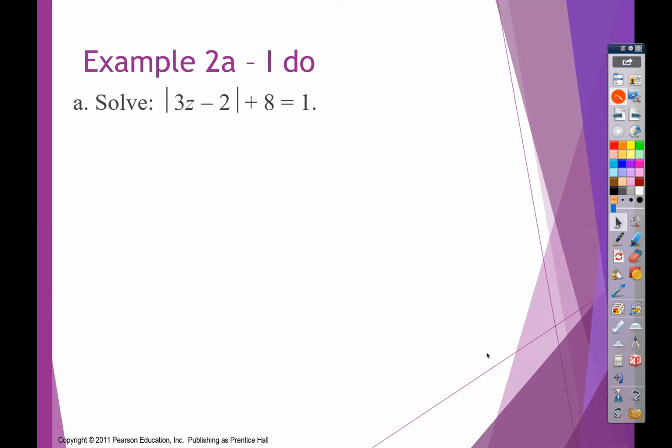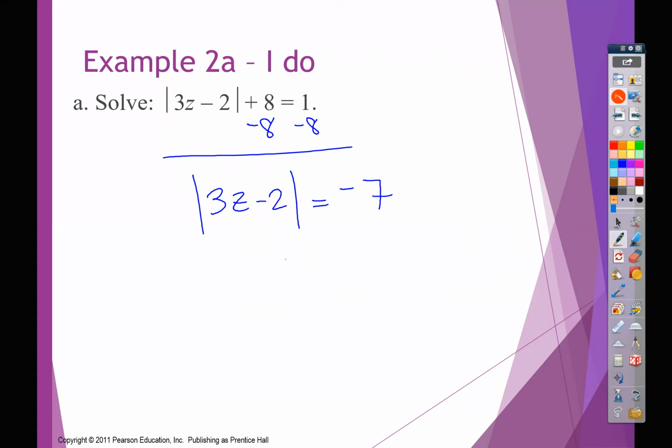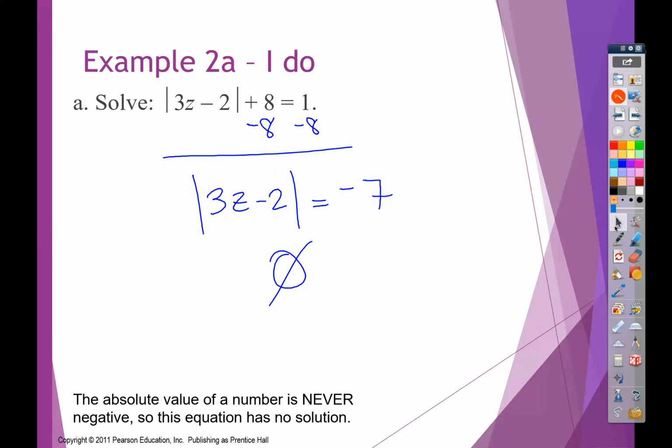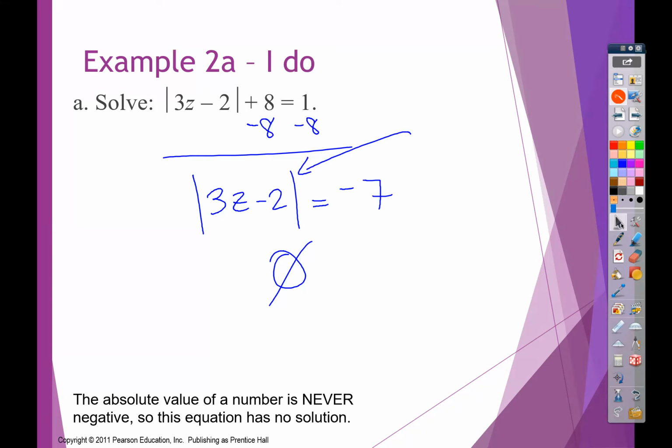All right, I'm going to go ahead and do this one. So we've got multi-steps here. Remember, isolate that absolute value first before you do anything else. So I'm going to subtract 8 from both sides, and I'm going to get the absolute value of 3z minus 2 equals negative 7. What happens here? It's no solution because an absolute value can never equal a negative number, because the absolute value is the distance away from 0. So immediately when you have an absolute value equaling a negative number, you can just put no solution.